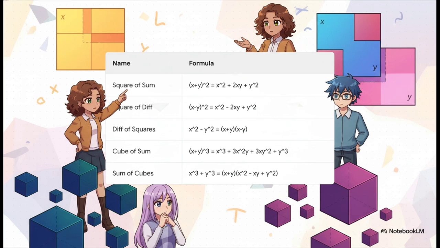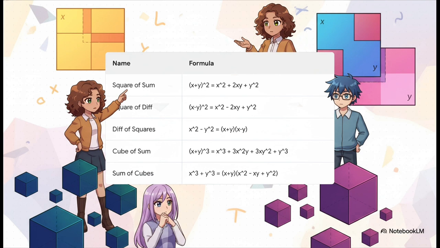We have 11 core identities. Notice the absolutely crucial difference of squares: x squared minus y squared. Geometrically, just imagine starting with a large square, cutting a smaller square out of the corner, and rearranging that leftover L shape into a perfect rectangle of x plus y times x minus y.